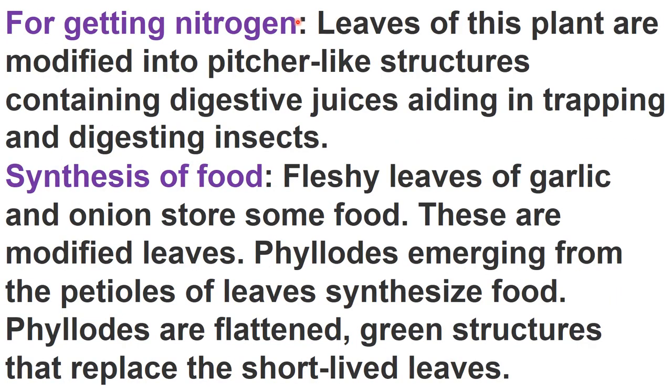Now next is for getting nitrogen. Leaves of some plants, like the pitcher plant, are modified into a pitcher-like structure containing digestive juices, aiding in trapping and digesting insects. So these leaves are modified to capture insects. Then in some, leaves are modified for storage of food, like fleshy leaves of garlic and onion store some food. Okay, these are modified leaves. Phyllodes emerging from the petioles of leaves synthesize food, and phyllodes are flattened green structures that replace the short-lived leaves.